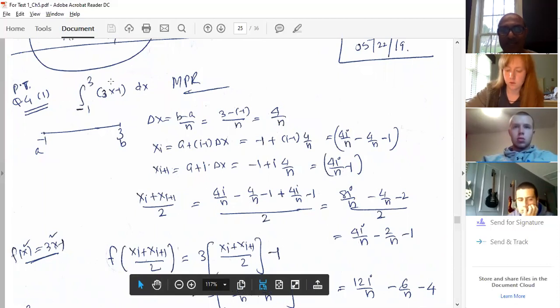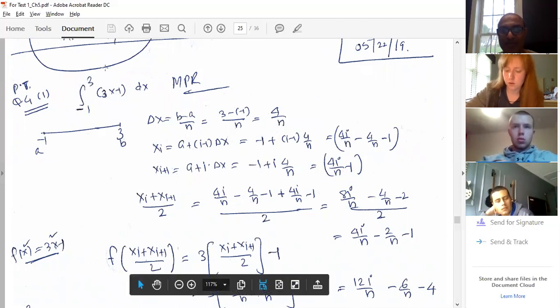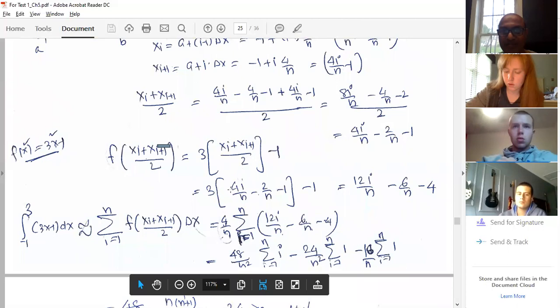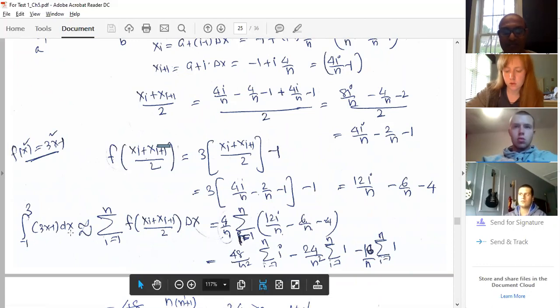My f of x is 3x minus 1. F of the midpoint means I have to replace the x in 3x minus 1 by this midpoint. So 3 stays and x is replaced by this number: 3 times 4i by n, minus 2 by n, minus 1. Open this bracket, simplify, you're going to get this one. Once you fix this, the integration from -1 to 3 of 3x minus 1 dx is approximated by this formula.